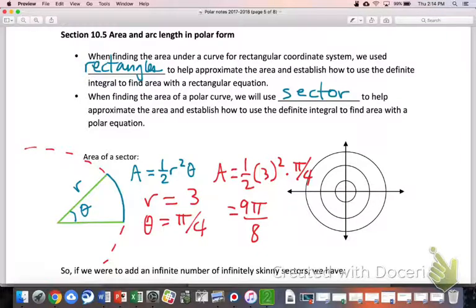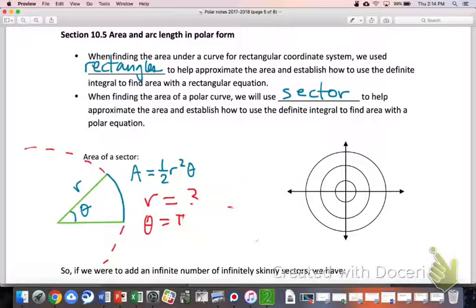Make sense? Okay, cool. Did you guys do anything with sectors in pre-calc? We did a little bit. Did we do that basic equation? I think that's all we did. And of course you can take that and plug in: you get r, theta, you plug it in. That's the area of a sector.